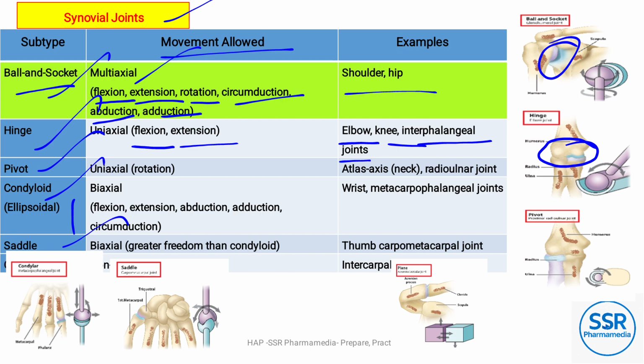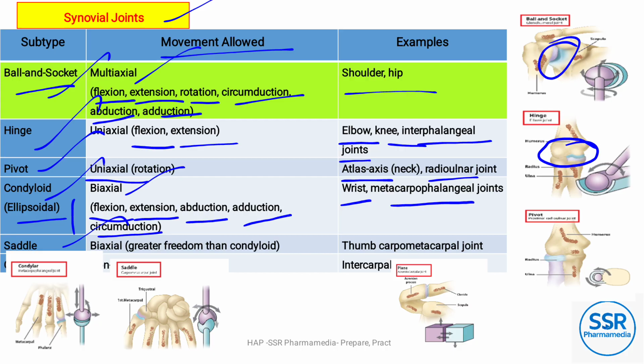And pivot joint, uniaxial rotation. Examples: atlas axis, neck and radio-ulnar joints. Next, condyloid joint or ellipsoid joints. It is biaxial, containing flexion, extension, abduction, adduction, circumduction movements. An example is the wrist, metacarpal phalangeal joints.